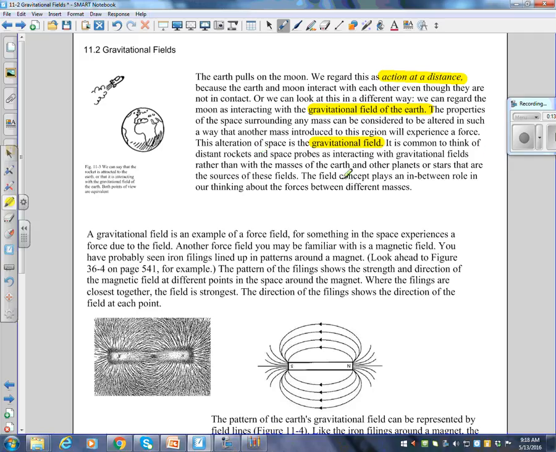The field concept plays an in-between role in our thinking about the forces between masses. So the field concept helps us humans understand how a force can be applied at a distance, how I can knock Andrew's iced tea off without touching it. I do not have a force field. Well, I do, it's a gravitational field. It attracts. It doesn't really push off iced teas or other beverages.